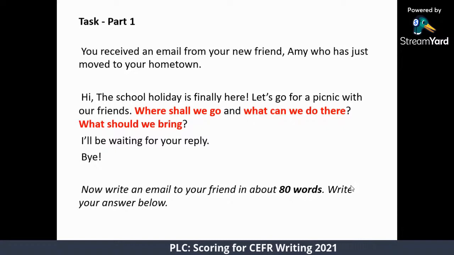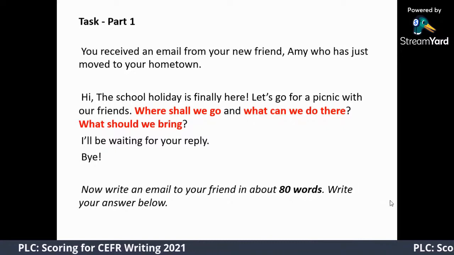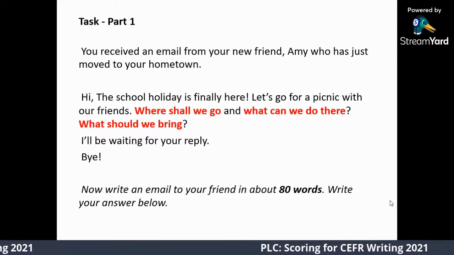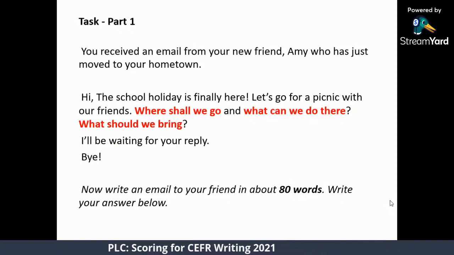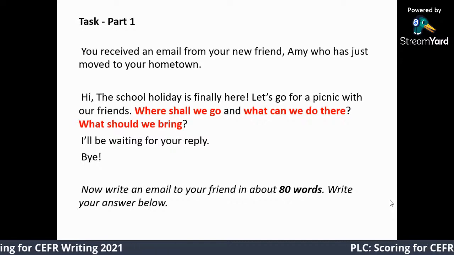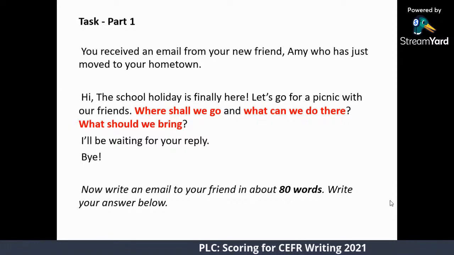Okay, so we are going to look at the scripts. The first part is the email. Okay, so I have highlighted the words in red to show that they are the task fulfillment. Okay, where shall we go during the school holiday and what can we do there? So the idea of activities should be given and what should we bring.